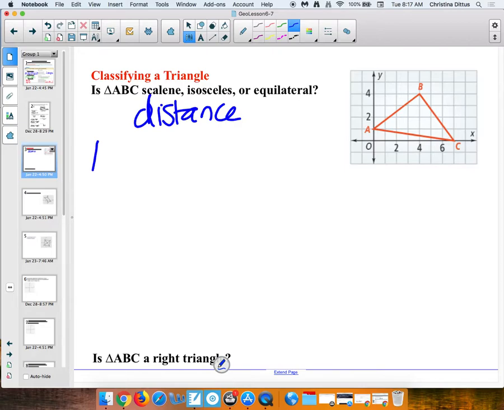Okay, first off, let's do this the easy way. Let's find our points. A is at 0, 1. B is at 4, 4. And C is at 7, 0. Okay, we're going to split these up. Use your distance formula. This row, you got AB. This row, you got BC. And these two rows, you got AC. Find me the distance.